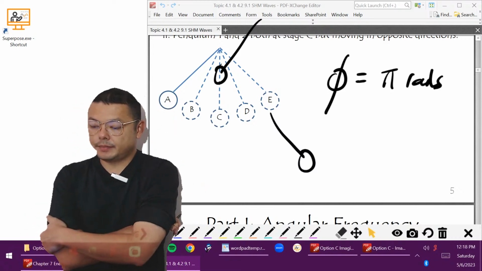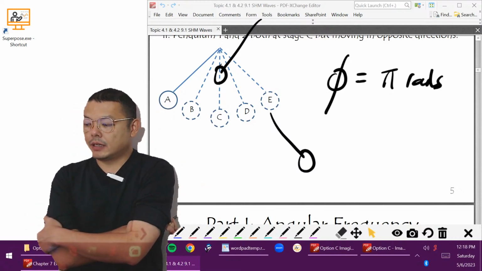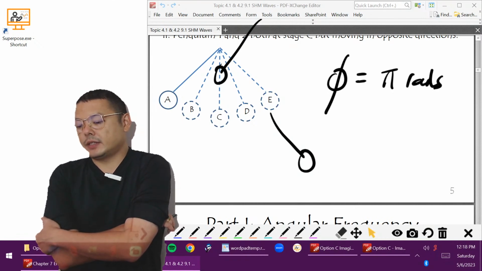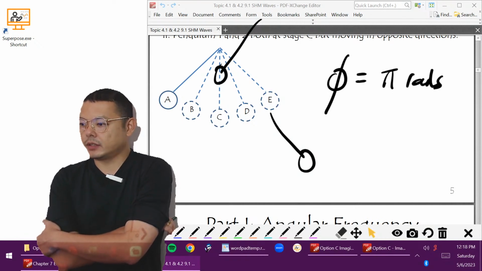You good on this? Now, the symbol phi is not used officially in IB, right? That's just me teaching you the actual thing, right? So, phase difference is just a difference in stage of oscillation.